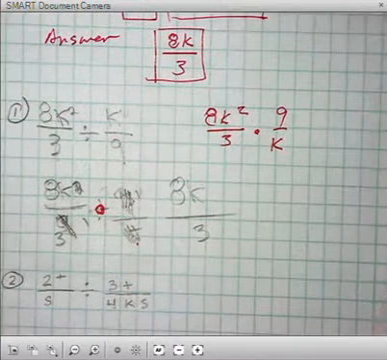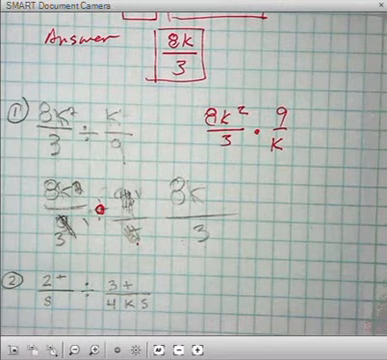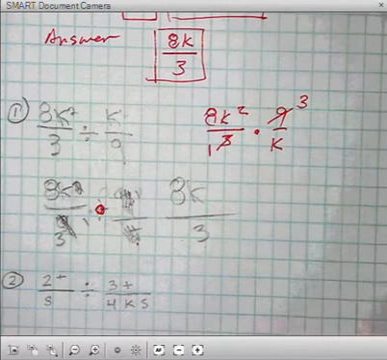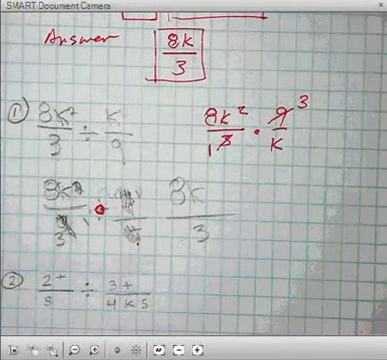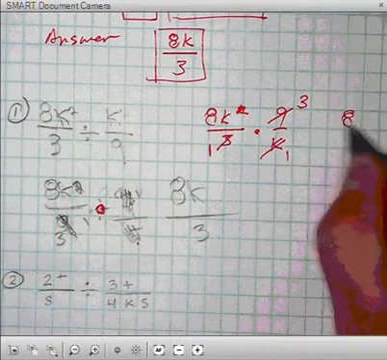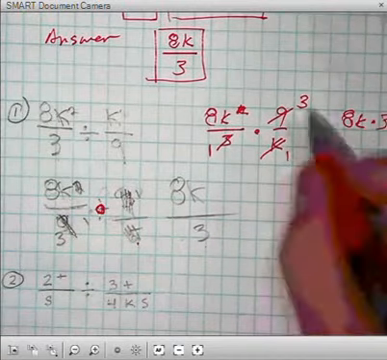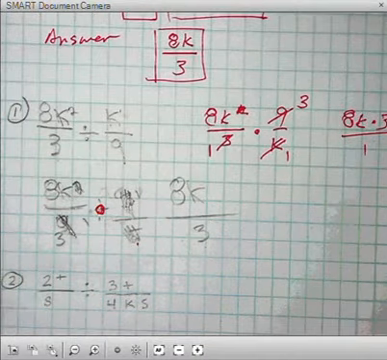Now what we do here is, can we reduce any of this? What can we reduce? 3 and 9. 3 goes into 3 once, 3 goes into 9 3 times. Anything else? Is this going to work? No. I don't think this is going to work because our k's are going to cancel out, which will just put us a 1 on the bottom. So we'll have 8k times 3. So it'll be 8 times 3 over 1. So it'll be 24k over 1.